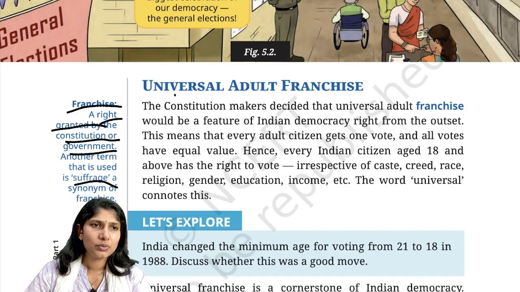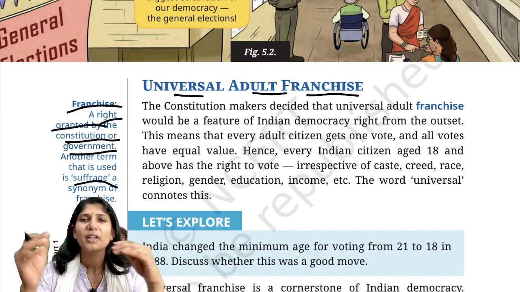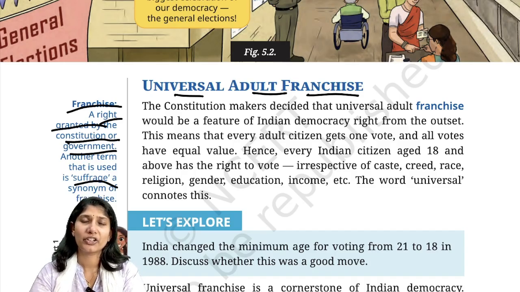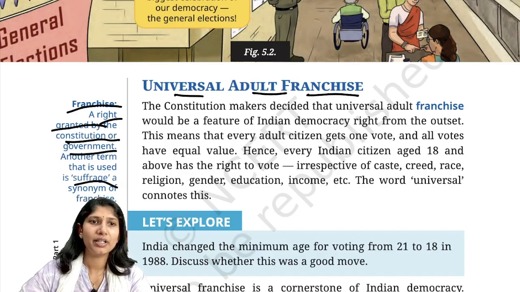So when I say universal adult franchise, it means in a simpler sense, every citizen who is 18 plus years of age will now be able to take political decisions for the country, exercise their political right, in order to determine how the country is to be run. Okay.